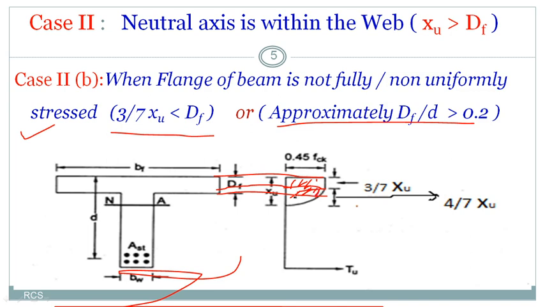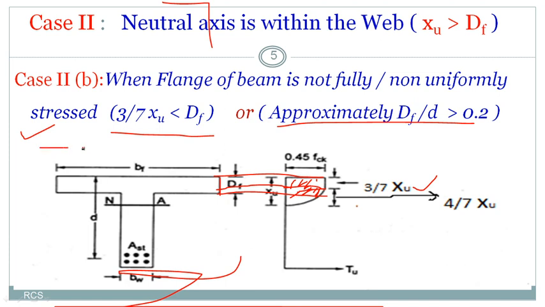So for this case we need to calculate the effective depth of the flange. I can say this is a modified depth. For the calculation of the modified depth of a flange, there is an equation given by the code, IS 456-2000, that we'll discuss later. If you observe here, this is the depth of the parabolic portion, 3/7 of xu, and this is the overall depth of the flange, Df. So Df is now greater than 3/7 of xu. This is the condition that comes under case number 2, sub case B.